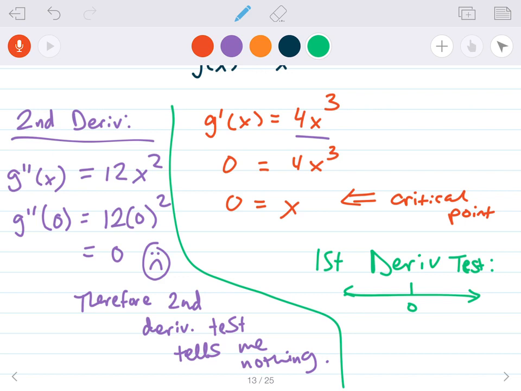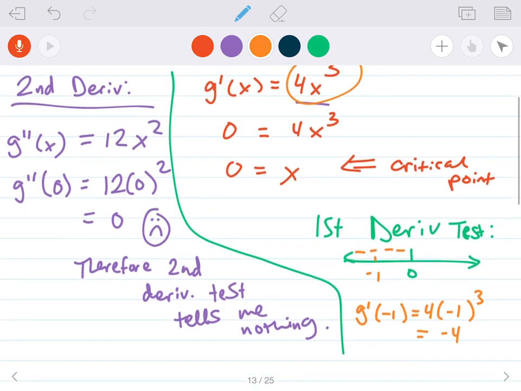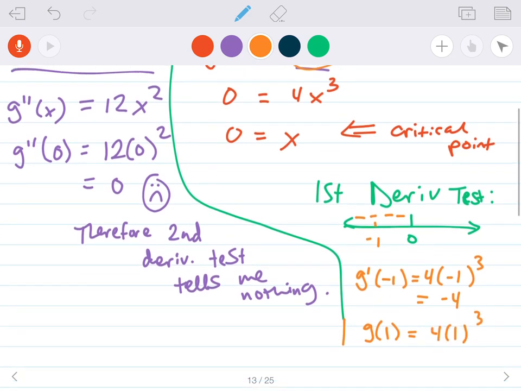So to the left of 0, if I plug in, I don't know, -1 into the first derivative, g prime of -1, I'm just sticking it into my first derivative here, and I end up getting a negative. Okay, so negative, negative, negative, negative. Now what happens on the right side of 0? Well, maybe I'll plug in a +1 here to see what happens on the right side. And I get a positive number. 4 is positive, so this becomes positive, positive, positive.